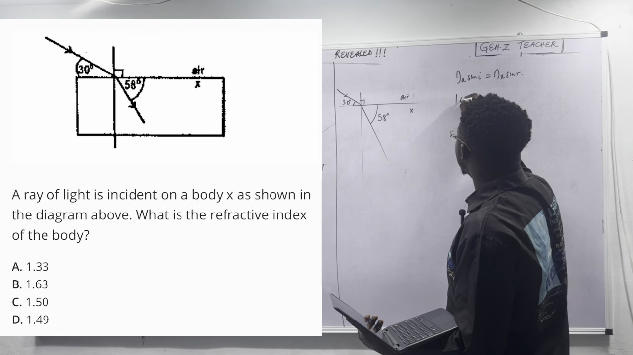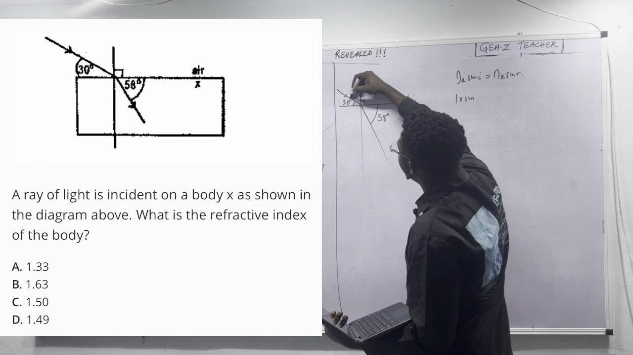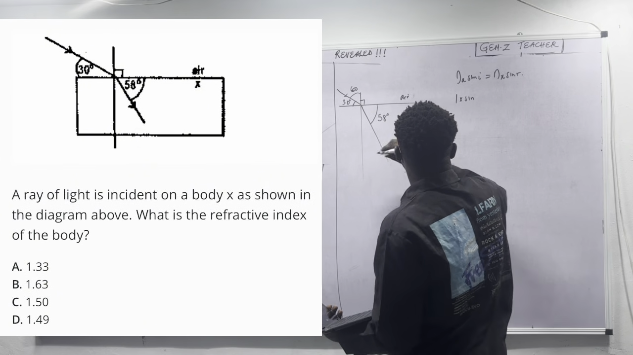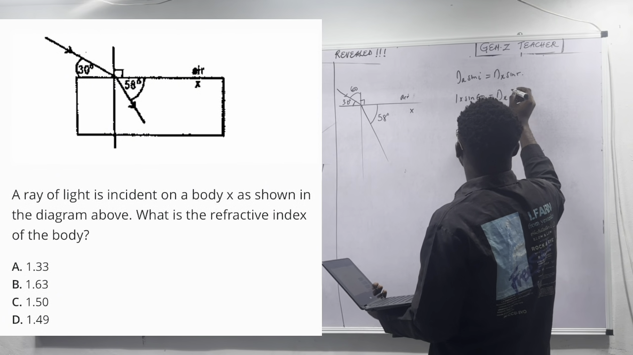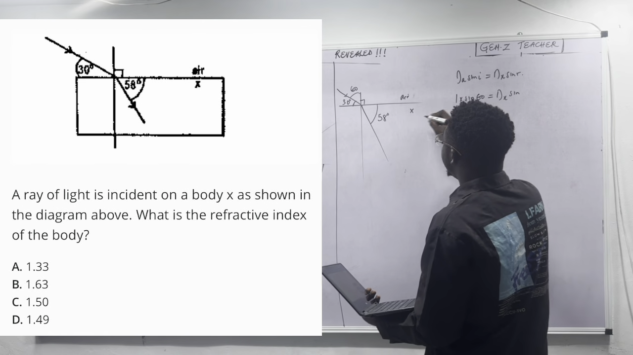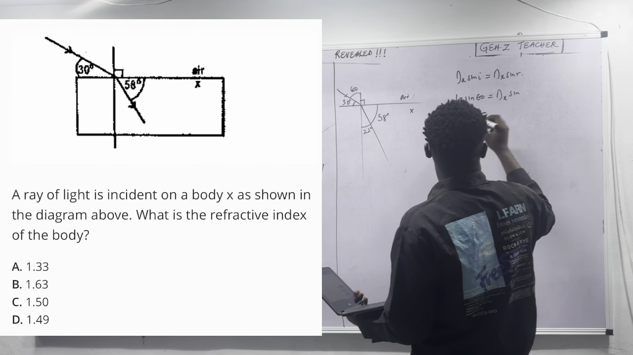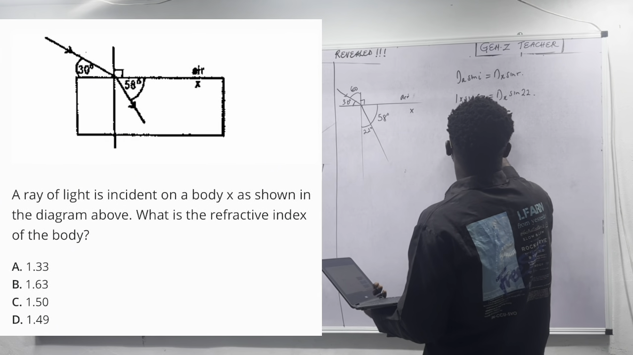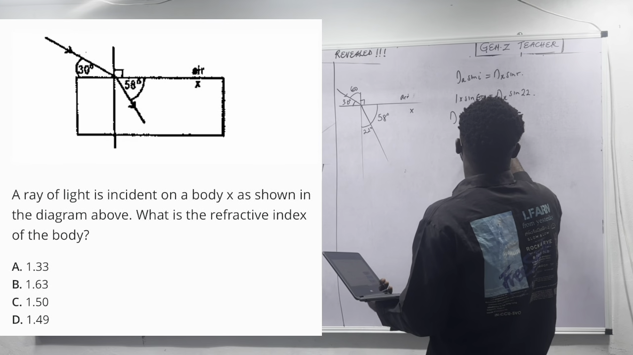So we have 1 times sine. Now the incident angle is the angle between the ray and the normal, not the boundary. So here should be 60 degrees. So we have sine 60 equals the index for X, and then we have sine. Now if here is 58, what should be here? Here should be around 22. So we have sine 22. So basically it means index for X should become sine 60 divided by sine 22.